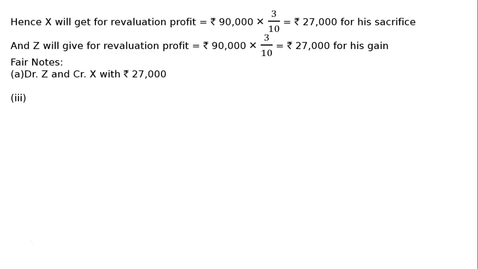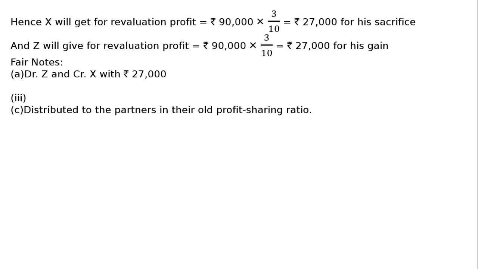Hence, this will be the answer, third part C, distributed to the partners in their old profit sharing ratio in the credit side of the capital account. That is, C part will be the answer, distributed to the partners in their old profit sharing ratio.